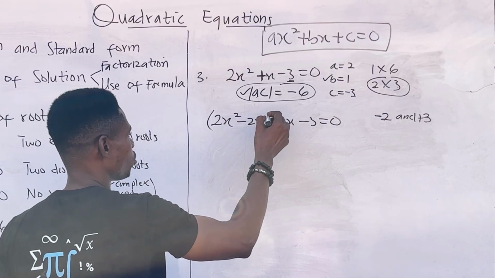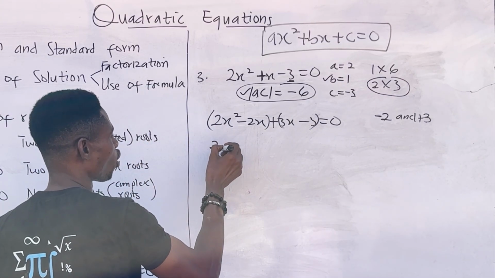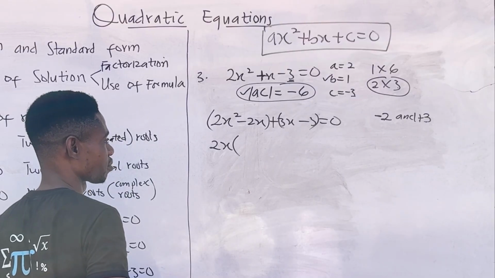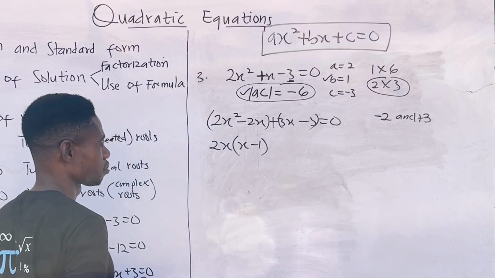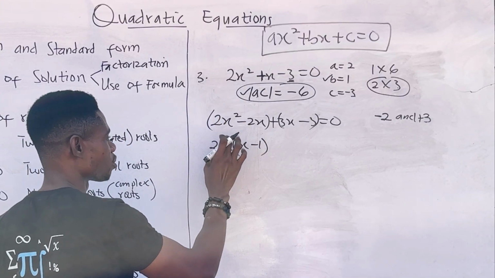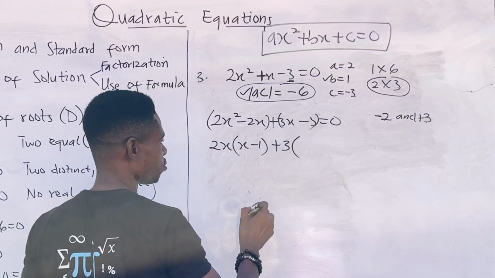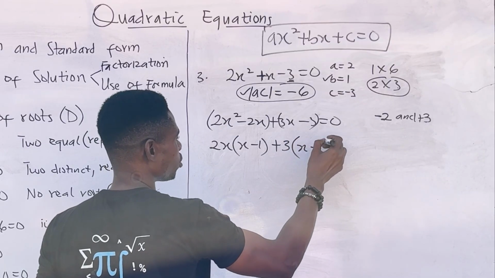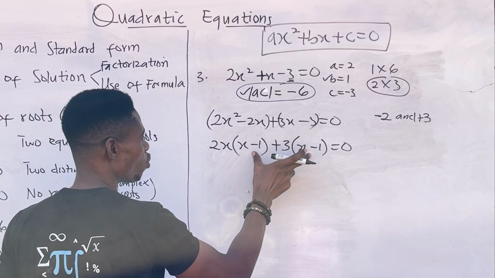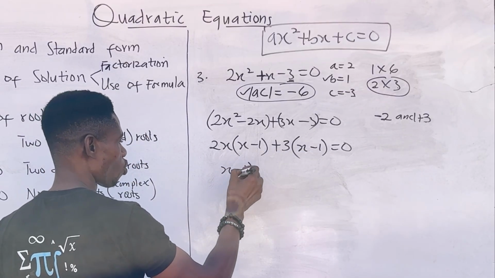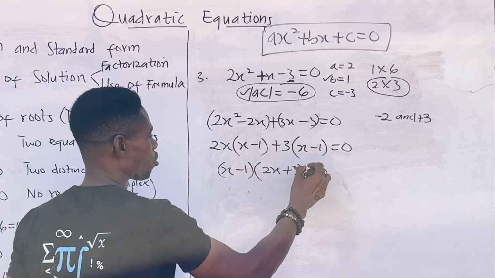So, as usual, we group. What's common here? 2 is common, x is also common. Look at it very well. 2 is common, x is also common. What we have left here is x minus 1. Because 2x multiplied by x, that's 2x squared. 2x multiplied by 1, that's 2x. Plus, what is common here? 3 is common, right? What's left here is x minus 1 equal to 0. Now, because we have these two the same, we can factorize it. So we have x minus 1 into what we have left is 2x plus 3 equal to 0.